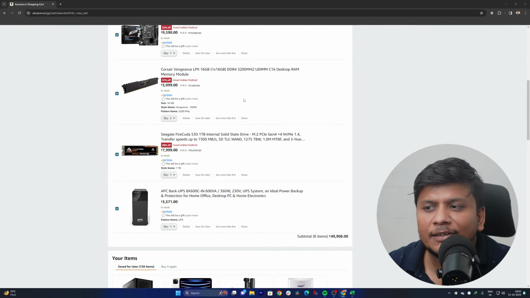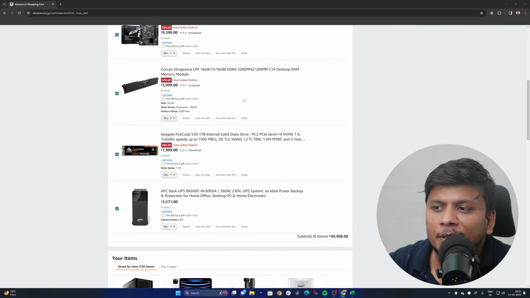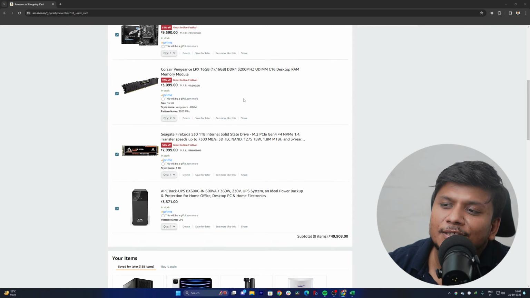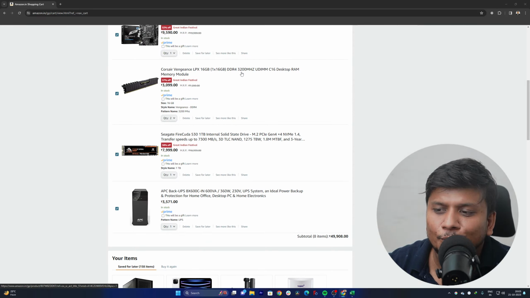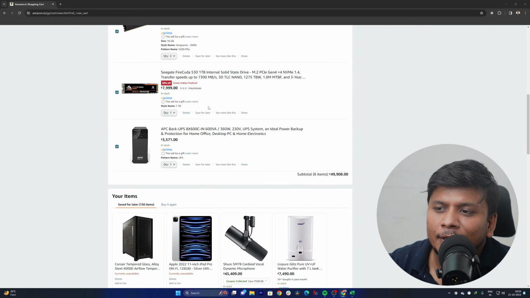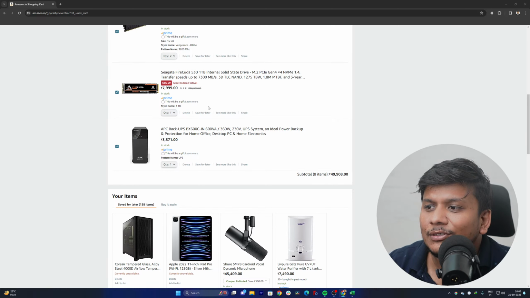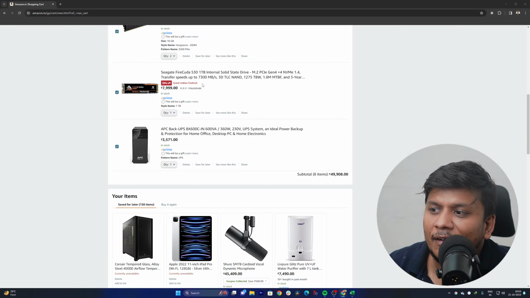With RAM, we went with CL16 Corsair LPX 16 gigabyte plus 16 gigabyte, two sticks, which ensures all your requirements. So no matter how many tabs you open in Chrome, you will not face any issue. And for SSD, we went for the Gen 4 Seagate FireCuda 1 terabyte, which comes with 3D TLC NAND flash, which I would say is really nice. It also has a higher transfer rate of 7300 Mbps.